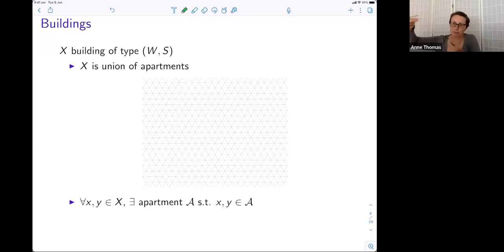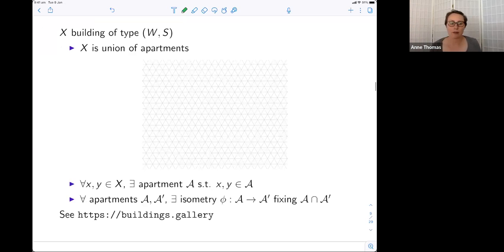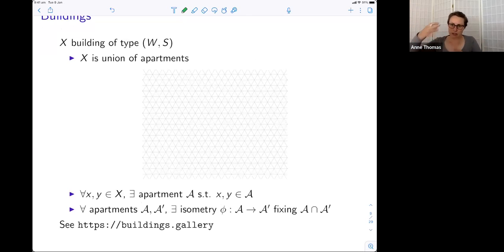which is sort of saying you can compare the points X and Y just by thinking about them inside some Euclidean plane. And then the next axiom is going to say that it's not going to depend which apartment you pick there. So the next axiom is that if I have two apartments, there's an isometry from one to the other, so really a simplicial isometry, which fixes their intersection pointwise. Okay. So there are many different ways to axiomatize buildings, and this is just one of them.